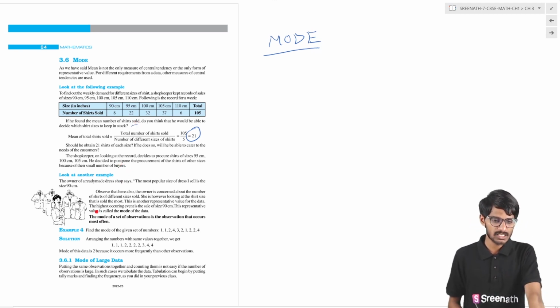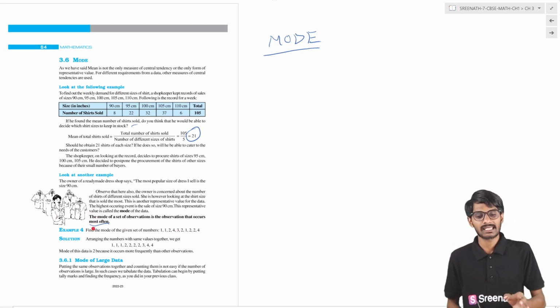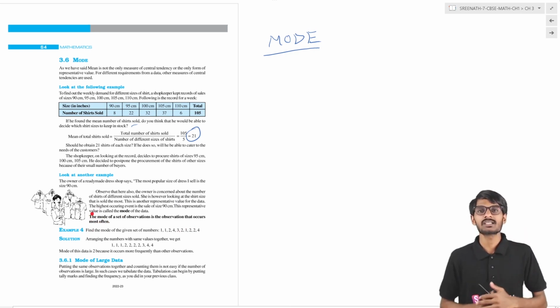One more example is also there. Here he needs the mode. What is meant by mode? The mode of a set of observations is the observation that occurs most often. So the observation which occurs the most times, many times, that is the mode.